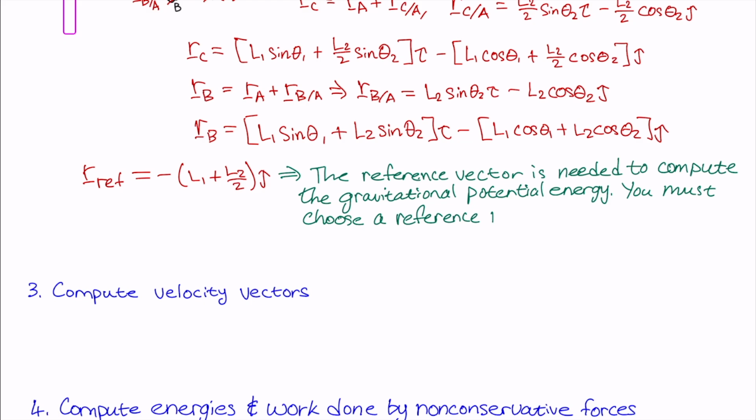So choose a reference point where you can identify the position exactly. You cannot choose a reference position where theta 1 and theta 2 are unknown. You must prescribe values to them.